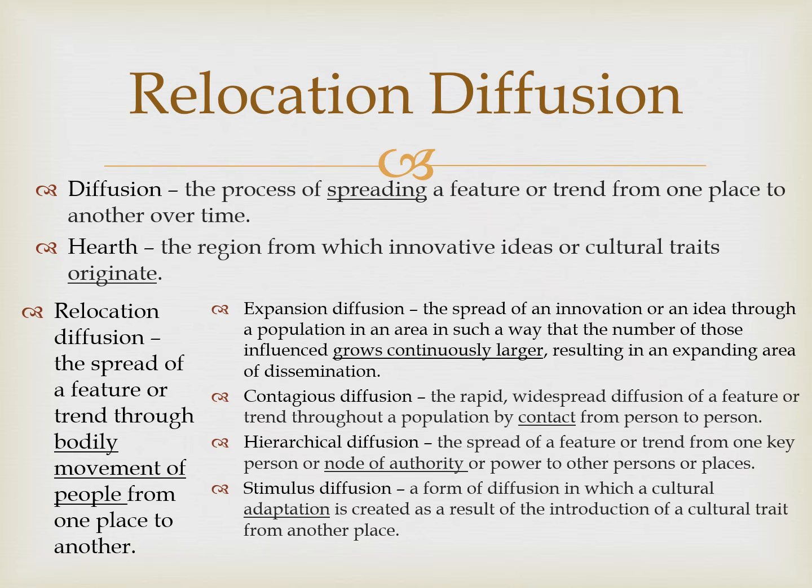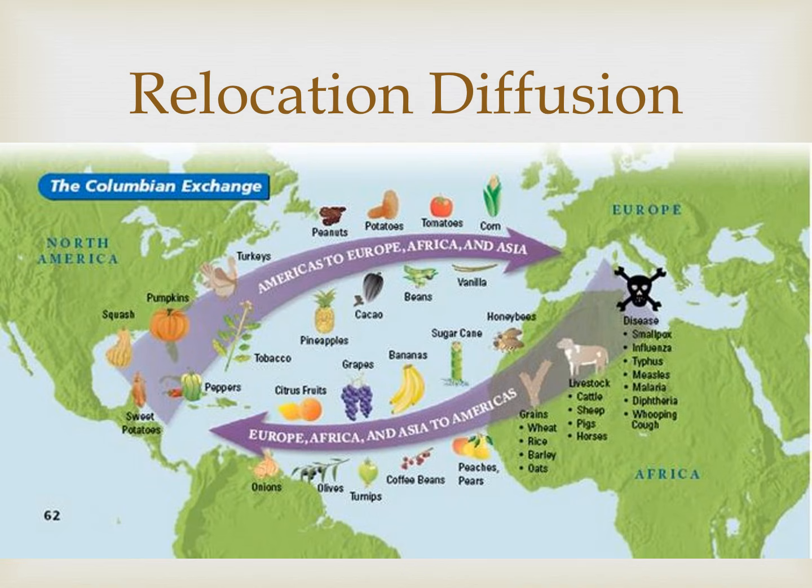The Columbian Exchange was the movement of crops, livestock, and disease from the Old World, Europe, Africa, and Asia, to the New World, the Americas, and vice versa. For example, the hearth of potatoes was in South America. They originated in South America, but they were moved to Europe, Africa, and Asia through relocation diffusion.